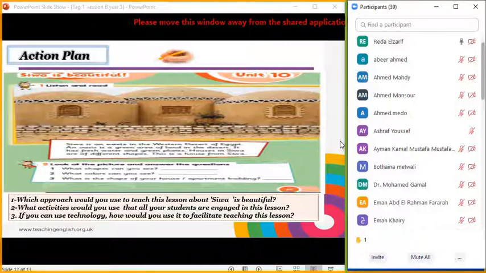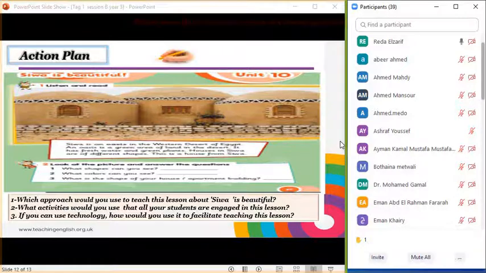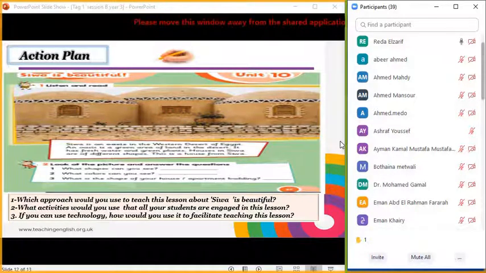Number two, I can make a contest inside the classroom among the students. How? I'll divide the class into 5 groups, and each group will take a piece of paper. I'll ask them to write down 4 facts about Siwa from the passage, and I limit the time, for example, 5 minutes. The first group to finish is the winner.